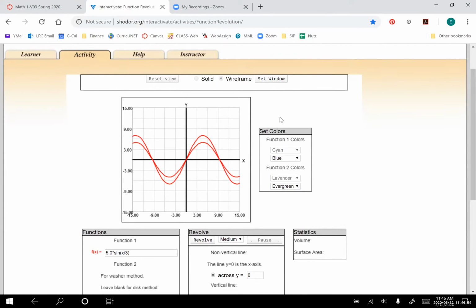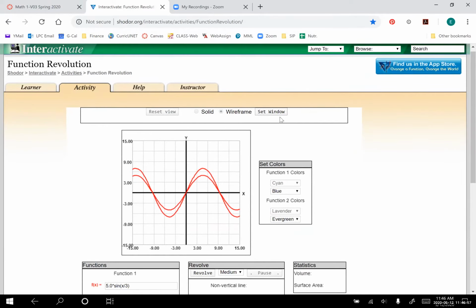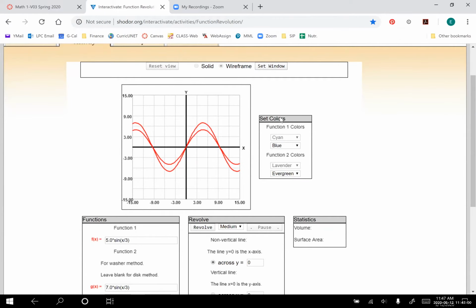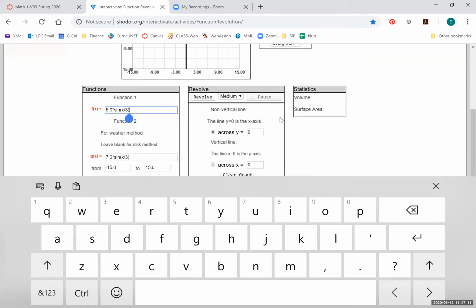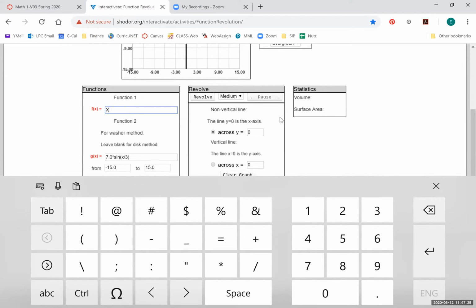Okay, so here we are. This is a function revolution visualizer. So here, they have the possibility of using two different functions, which we are actually going to want to do because we have a couple different things that are bounding our region here. All right. So our first function that we're looking at here is y equals x squared. So we're going to put that in. X, where is the exponent button? There we go, x squared.